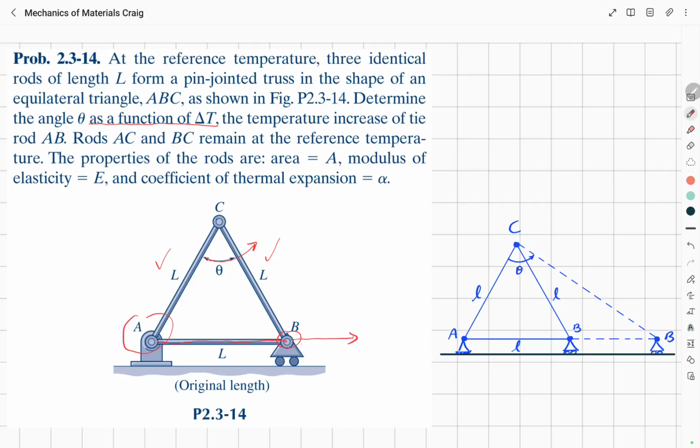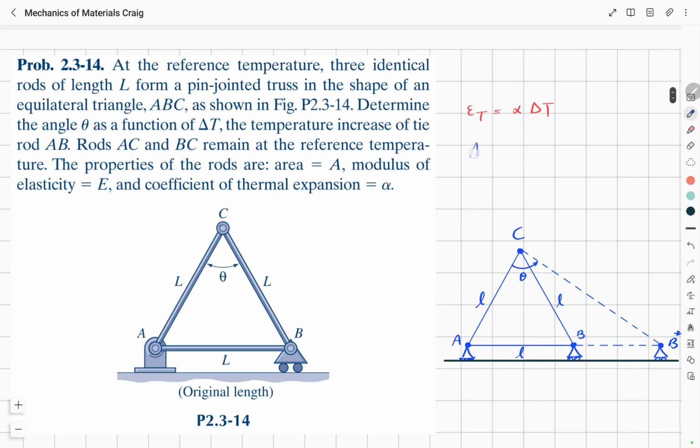So if we increase the temperature of rod AB, as you can see in this simplified diagram, roller B moves to the right, the length of AB increases, and the rod CB will also rotate this much. Now we need to determine theta as a function of delta T. We know the equation for thermal strain is alpha delta T, and this alpha is the thermal expansion coefficient.